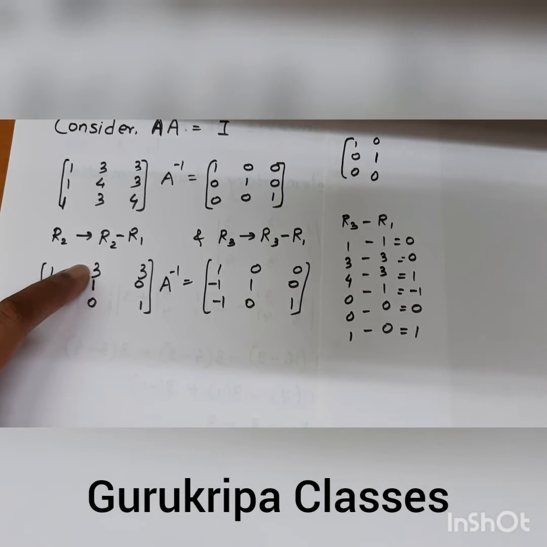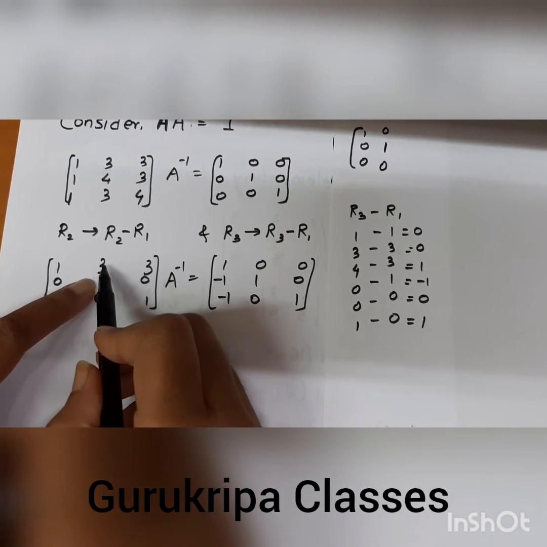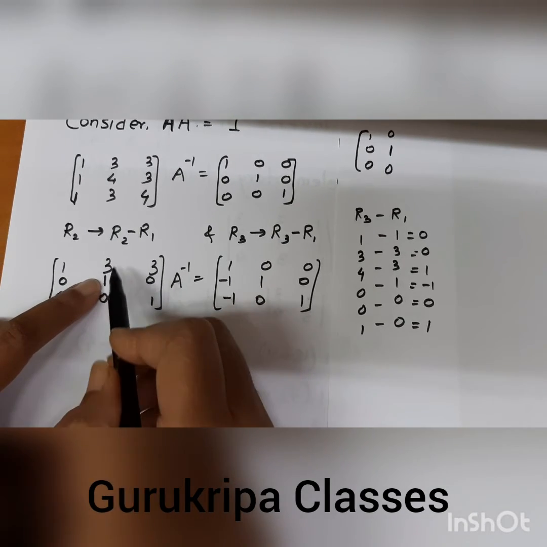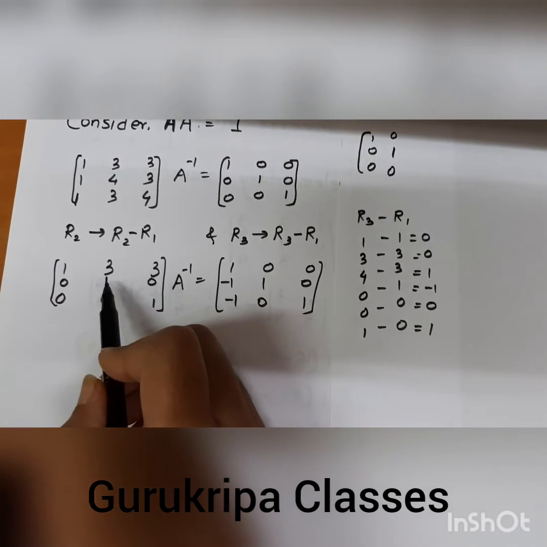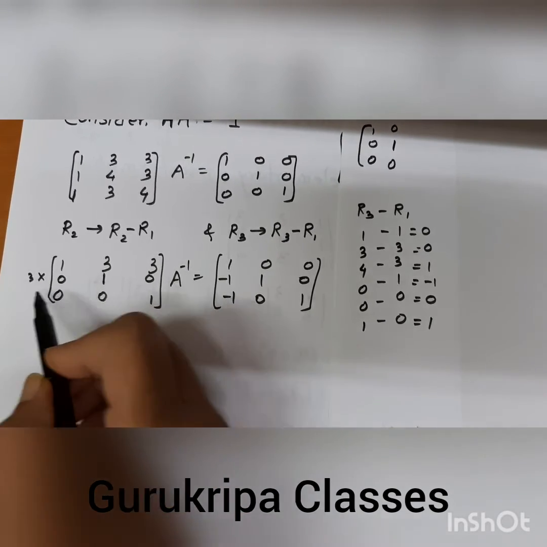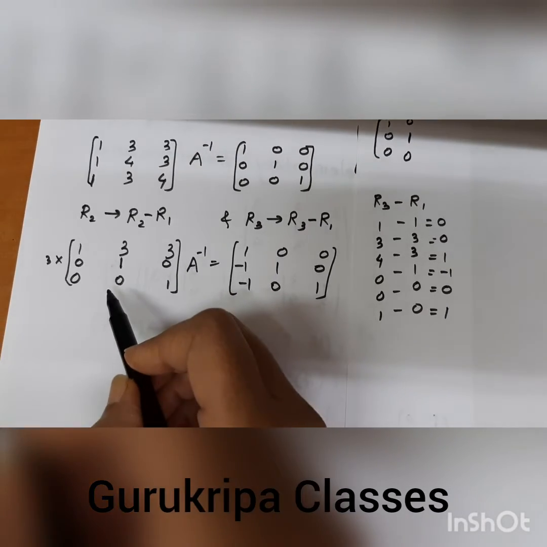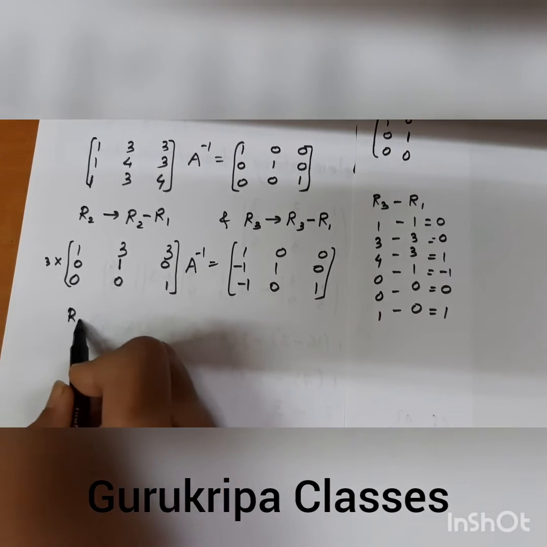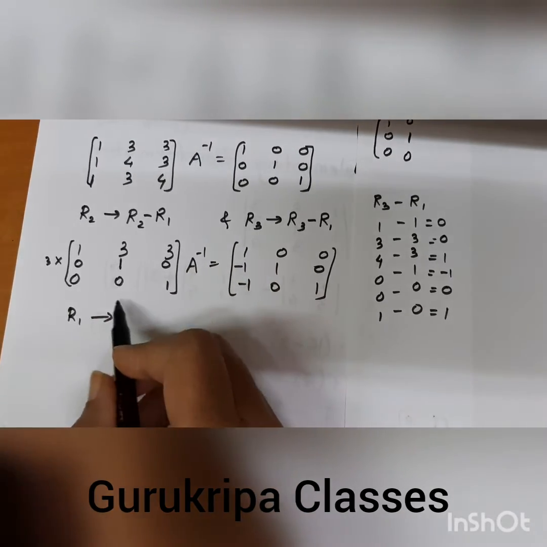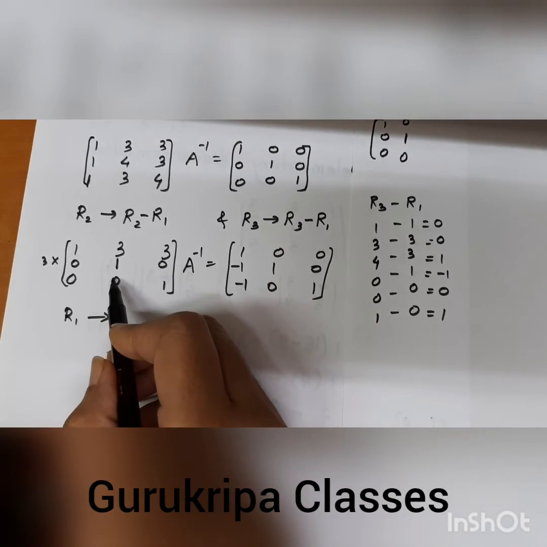So 3, we have to make it 0 using this one. So 3 minus 3, this element will get 0. How to make 3 minus 3? Here it is 1. If I multiply the second row by 3, 3 ones are 3, and 3 minus 3 will become 0. Obviously the operation is on R1 because we have to change this element, and there will not be any operation on R3 because we are directly getting 0 here.